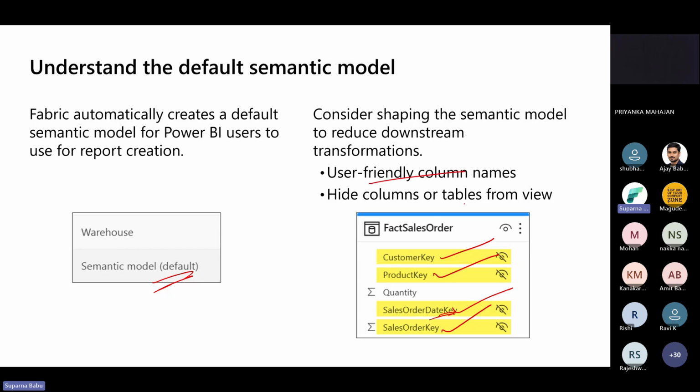Let's say this is a key column; here we will not get any business information. So here you can just go and hide these columns. Why go and show this? You can hide these columns. Basically this semantic model would be helpful for our Power BI users to build reports and dashboards.